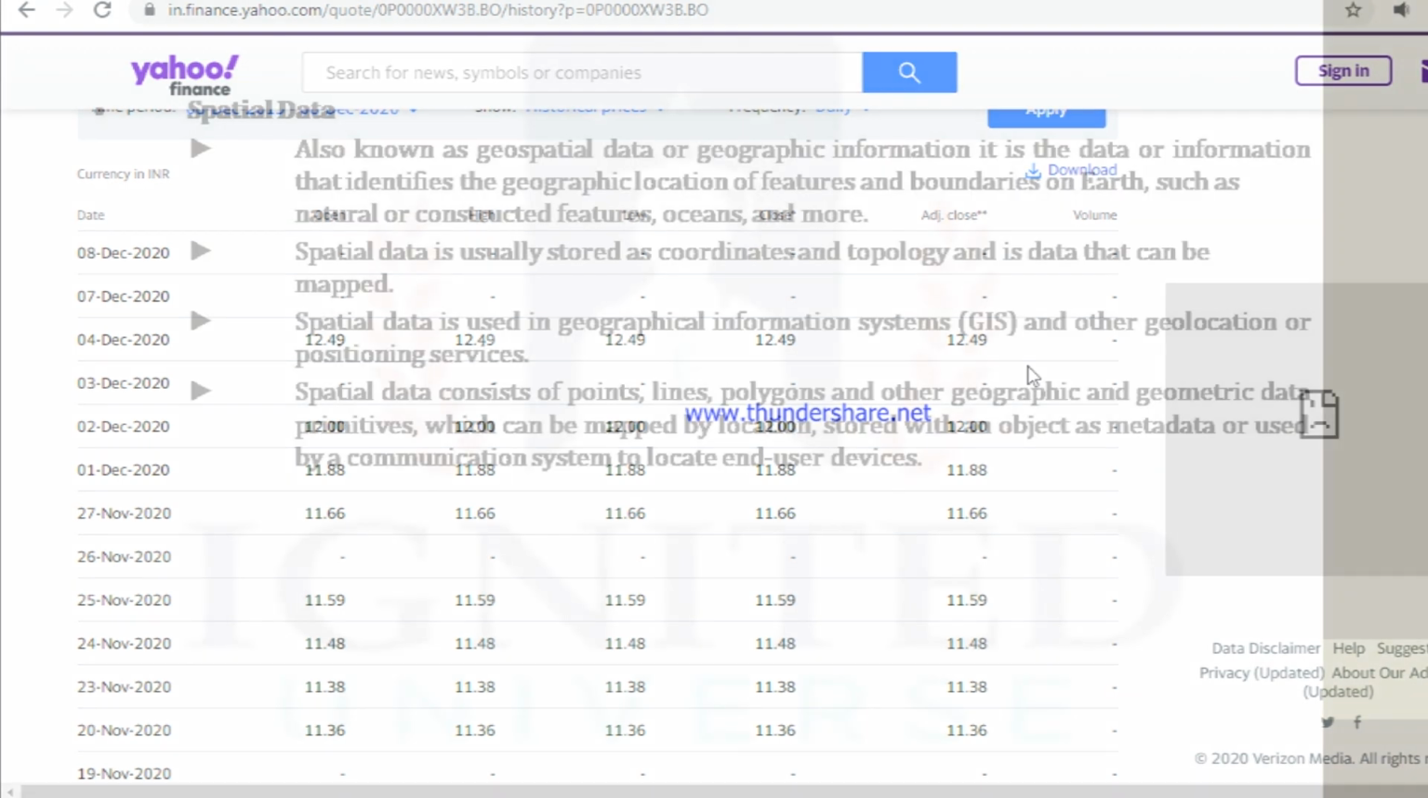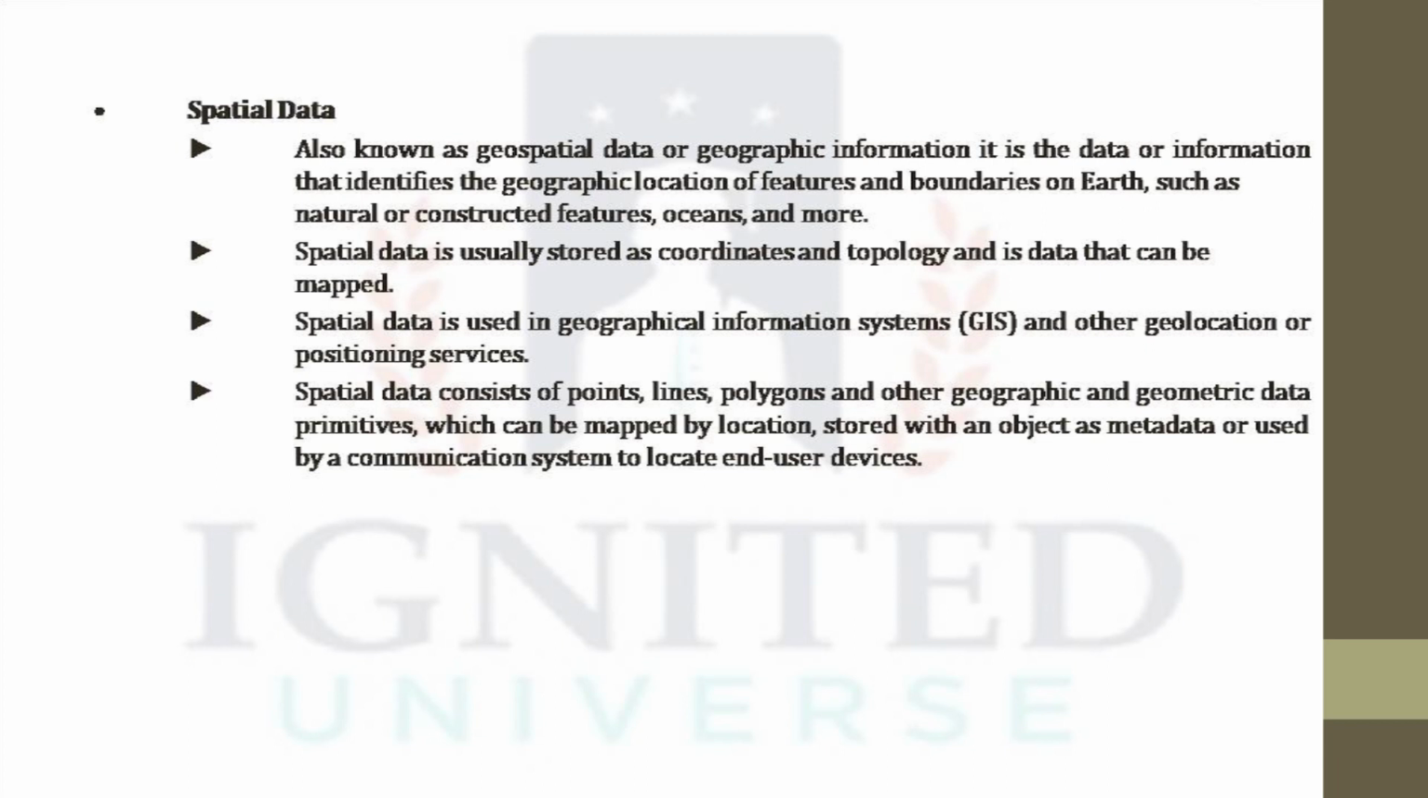Then next is the spatial data. This is basically the geospatial data or the geographic information, and it is the data or information that identifies the geographic locations of features and boundaries on Earth, such as natural or constructed features, oceans, and more. Railway data, that is railway roads data or railway routes data, is an example of spatial data. Spatial data is usually stored as coordinates and topology, and is data that can be mapped.